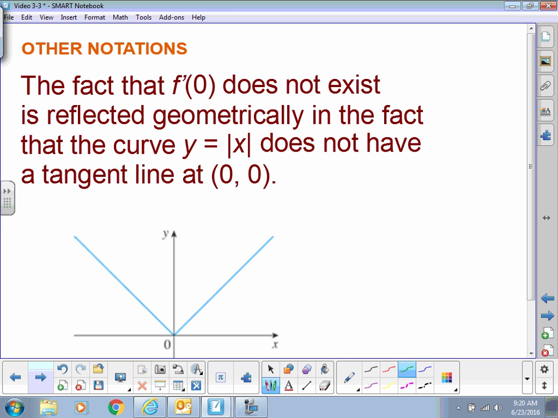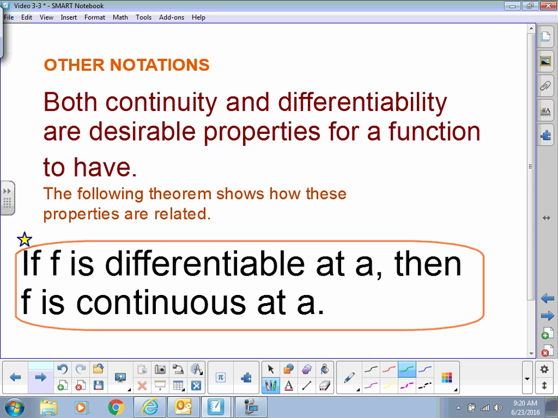There's another visual of the graph we just did where it's clear that the left-hand slopes and the right-hand slopes are creating an abrupt change. In other words, there's no tangent line at x equals 0. If a function is differentiable at some point, we also know it is continuous at that point.